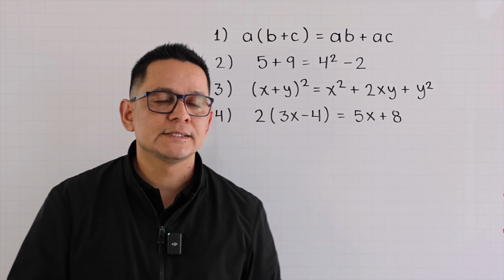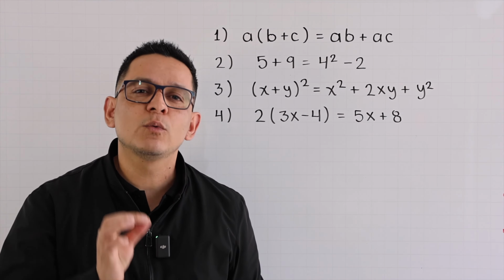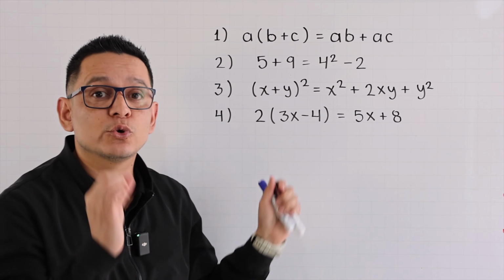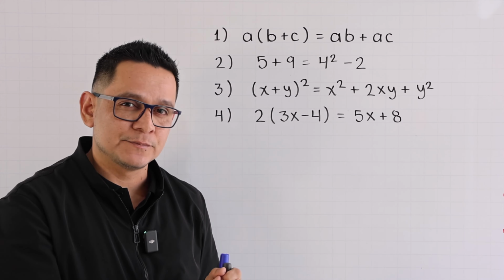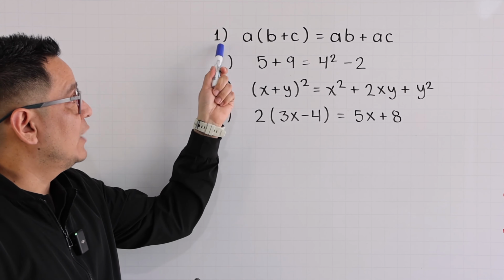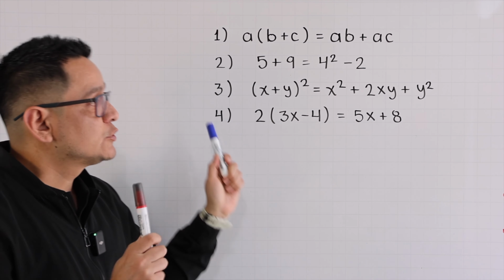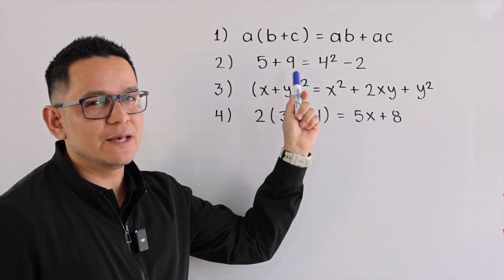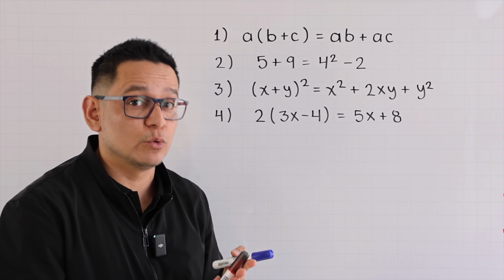The first question is, which one or which ones are algebraic equalities? I insist, which one or which ones are algebraic equalities? Keep thinking about that. Very well. The answer is that numbers 1, 2, and 4 are algebraic equalities. This one right here is not an algebraic equality, simply because we don't have any letters, right?